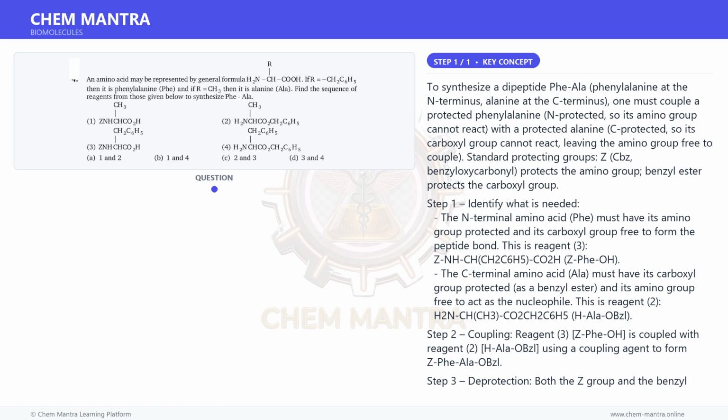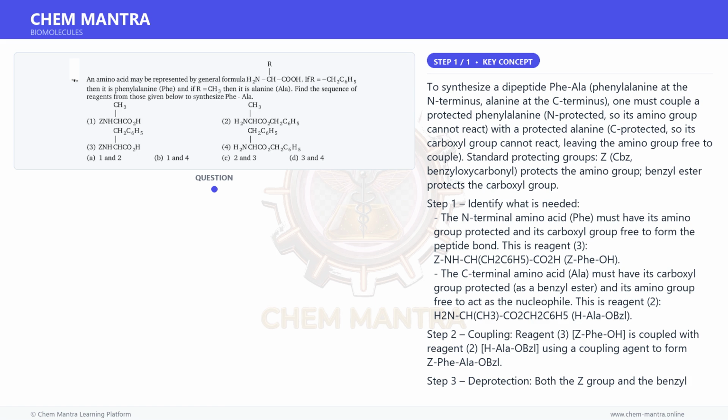Only option C uses reagents 2 and 3: Z-Phe-OH plus H-Ala-OBn gives Z-Phe-Ala-OBn, then Phe-Ala. Wait, re-examining the answer key, the correct answer is given as B, 1 and 4. Let me reconsider. Reagent 1 is Z-Ala and reagent 4 is H-Phe-OBn. Coupling Z-Ala with H-Phe-OBn gives Z-Ala-Phe-OBn, which after deprotection gives Ala-Phe. That would be Ala-Phe, not Phe-Ala.